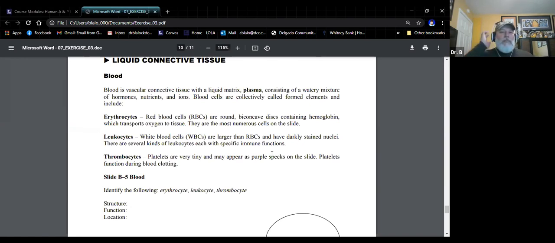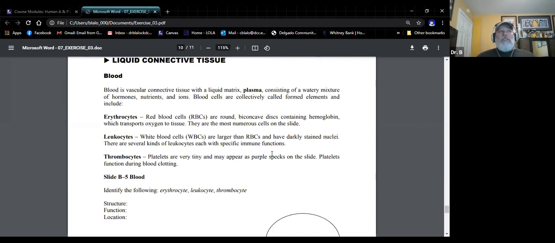The three types of cells that we find associated with blood are erythrocytes, which are red blood cells, leukocytes, which are our white blood cells, and thrombocytes, which are our platelets. Now, the erythrocytes are going to be the most plentiful cell type that we find on this slide. We're going to see more red blood cells than we see with anything else. And red blood cells are easy to identify because they don't have a nucleus.